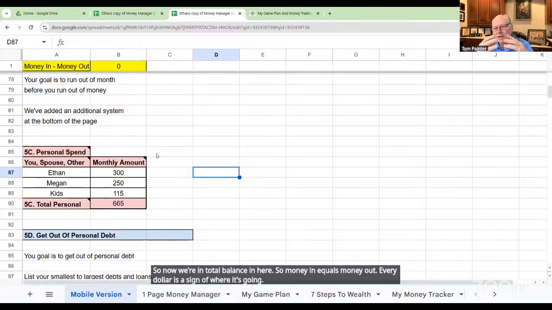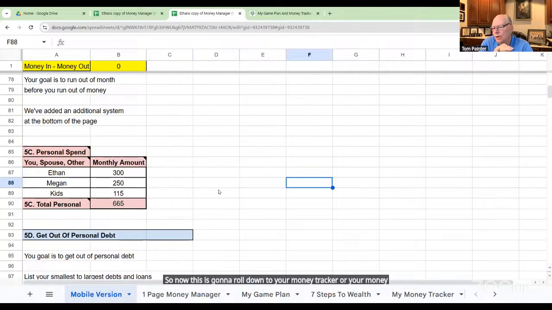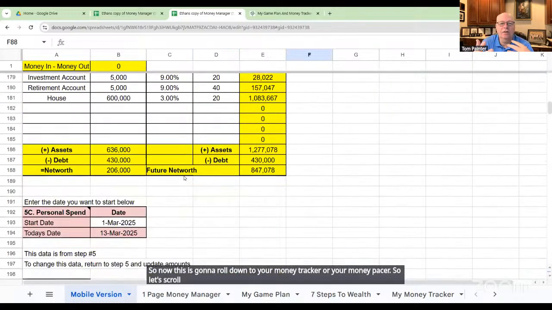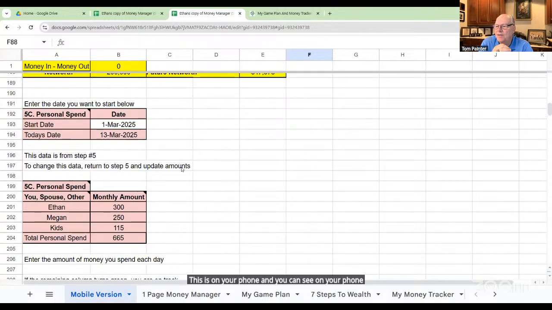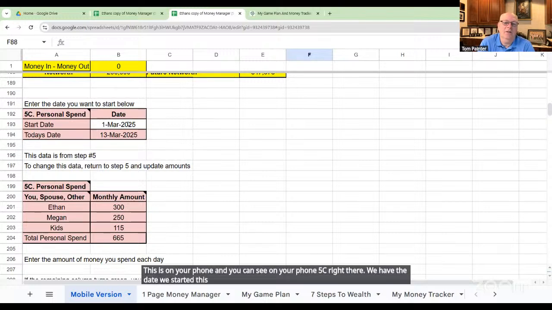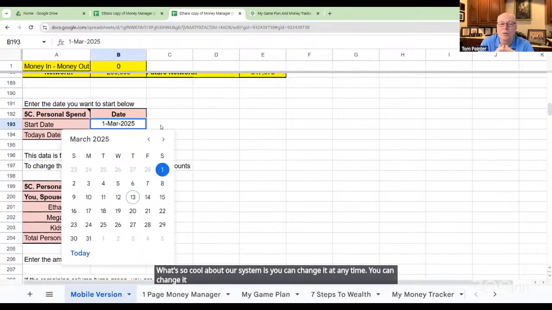So now this is going to roll down to your money tracker or your money pacer. So let's scroll down. And again, this is on your phone. And you can see 5C right there. We have the date we started this. And so we started at the first of the month with this stuff. What's so cool about our system is you can change it at any time. You can change it to any date of when you want to start.